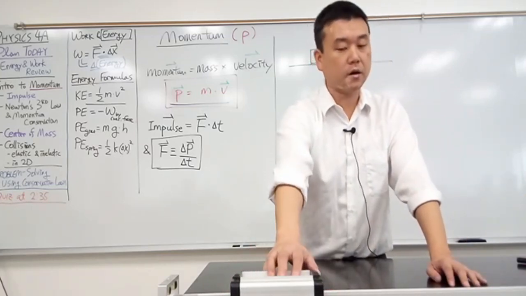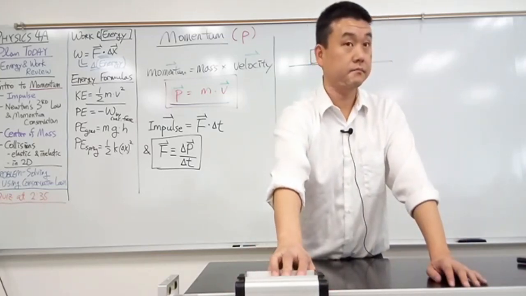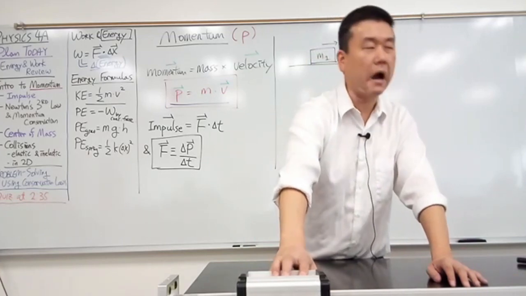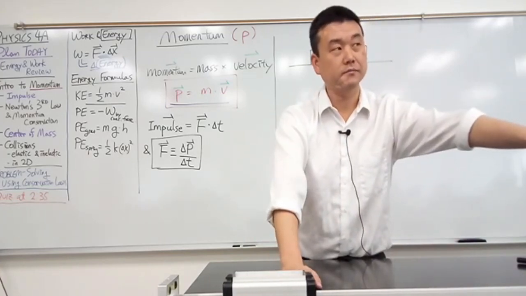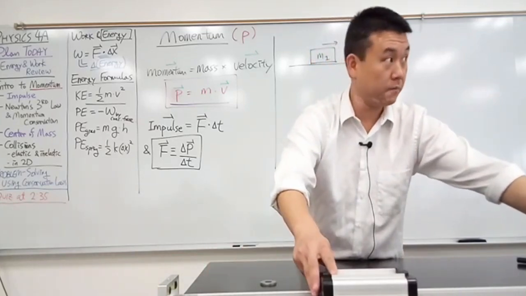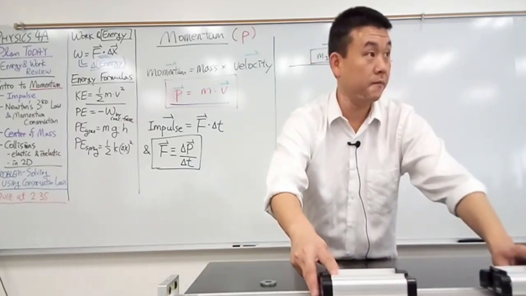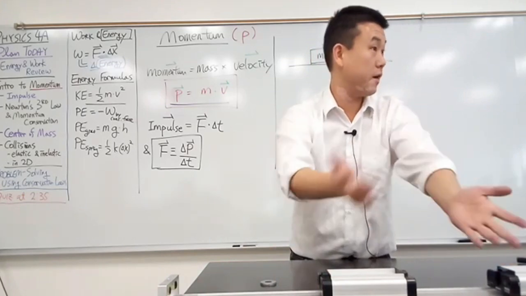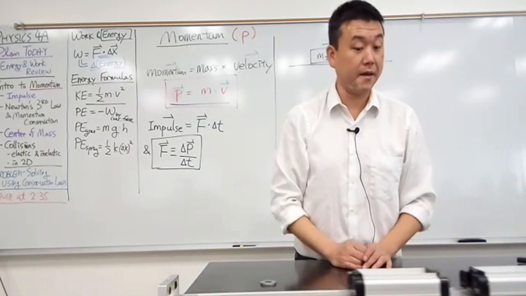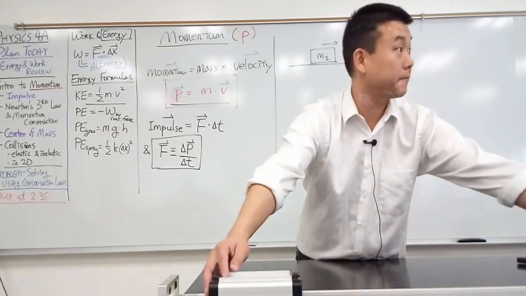So what kind of momentum does cart A have? So are you saying the total momentum is 0? Yeah, total momentum should be 0. So cart A has rightward momentum, cart B has leftward momentum, so they balance each other out. You add up, you get 0. So before collision, they had 0 net momentum, and after collision, they also have net 0 momentum.